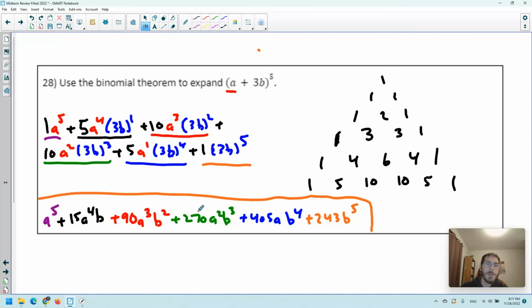Now I've got all of my terms. 1, 2, 3, 4, 5, 6 terms. That makes sense because we start with a fifth power, so we should end up with one extra term. The highest power of a's is to the fifth. Yep. The highest power of b's is to the fifth. Yep. And if we add all the exponents, 4 and 1 is 5, 3 and 2 is 5, 2 and 3 is 5, 1 and 4 is 5. Everything kind of checks out. So that's what we got.